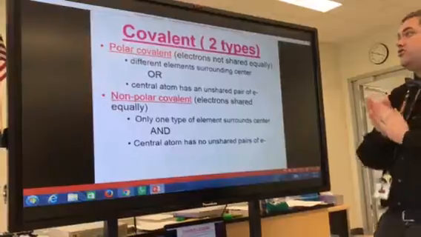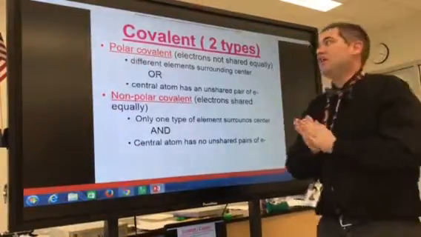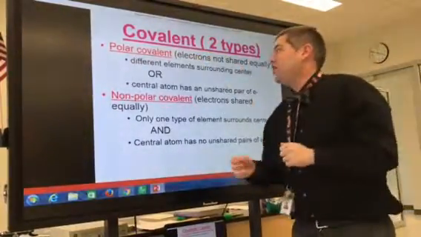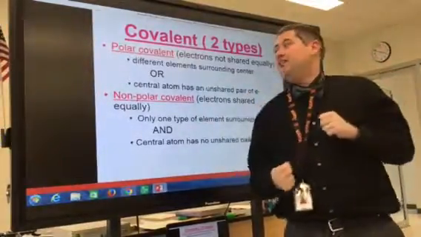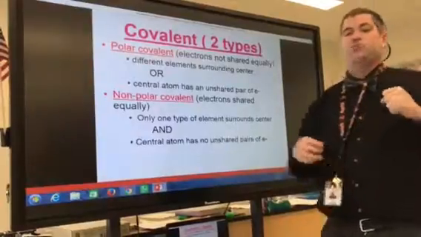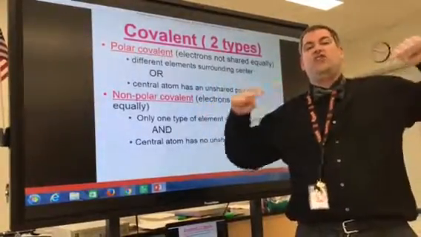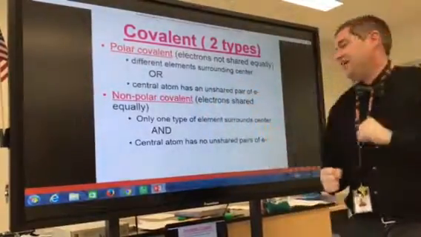Okay, there are two types of covalent bonds. You have polar covalent, where electrons are not shared equally. And then nonpolar is when the electrons are shared equally throughout the whole thing.